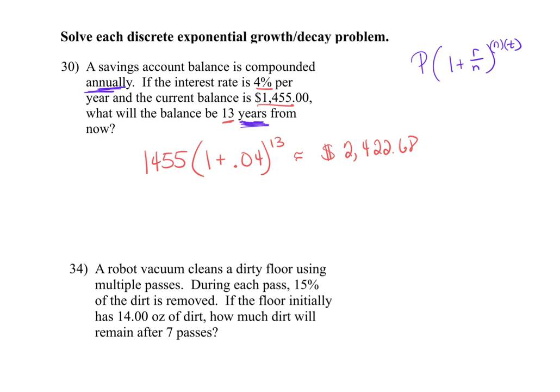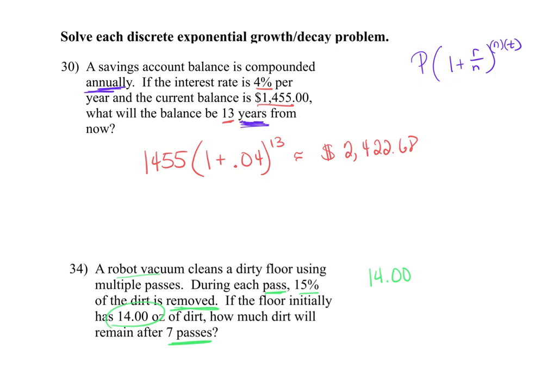If we look at the next one, we're talking about a vacuum and it says removed. This should indicate that it is decaying, all right? If they are removing something, removing the amount of dirt, then that is the decay. It says each pass is 15%, and how many passes? 7. So those are the same. So there's no division that happens. Our initial amount is 14, so we would say 14. They gave it to you with 2 decimal places, so likely your answer will be in decimals.